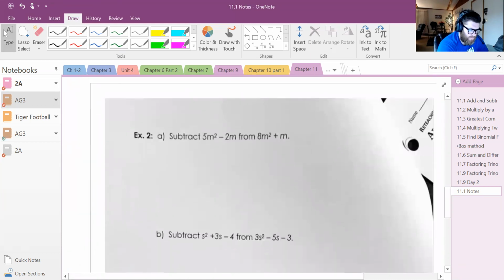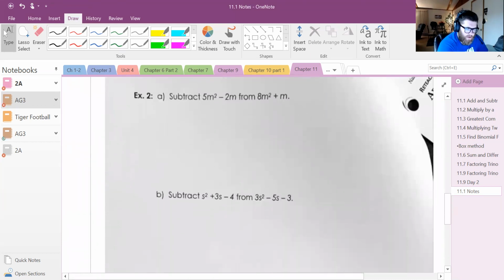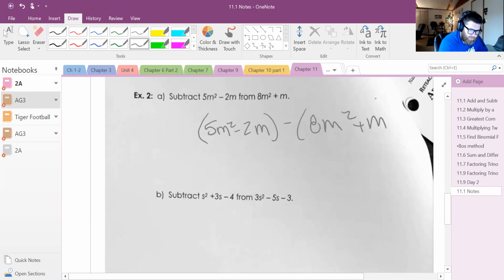Moving on. Now we have subtraction. So subtract 5m squared minus 2m from 8m squared plus m. Okay, here's what you guys are going to give me. You're going to give me 5m squared minus 2m minus 8m squared plus m. Don't write that down. What's wrong about that?